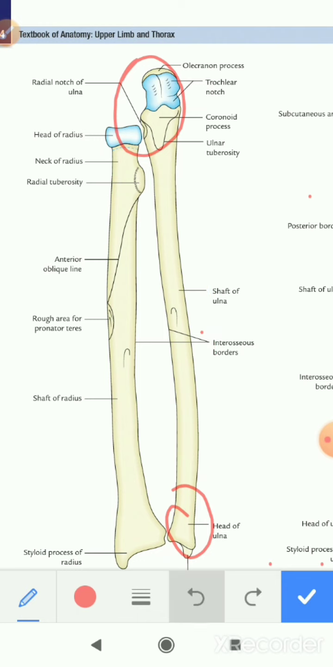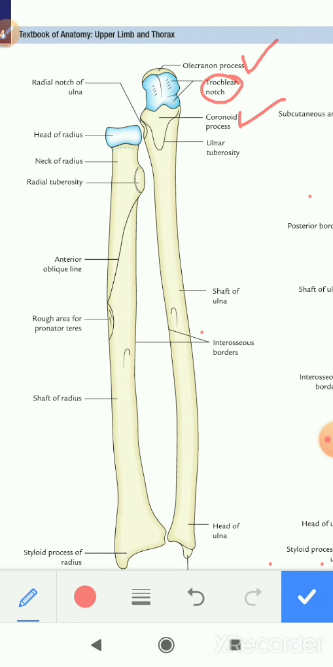So let's come to the upper end. The upper end is expanded and hook-like, and it contains two processes and two notches. What are they? The two processes are the olecranon process and coronoid process, and the two notches are the trochlear notch and radial notch. This is the olecranon process, this is the coronoid process. This blue one is the trochlear notch, and this side is the radial notch of the ulna. So the upper end contains two processes and two notches.